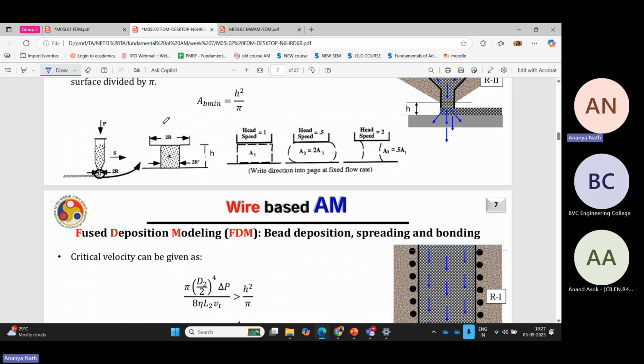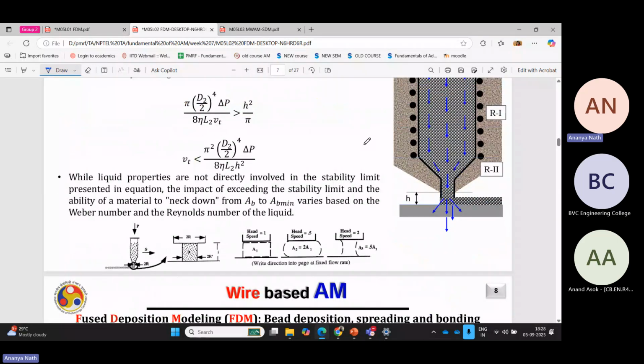Here, if the head position is here, you are getting this type of bead. The bead is continuous. When your head is this much and head speed is 0.5, your bead is like this. And when your head speed is 2, your bead comes like this. So it depends. Feed rate is one thing and velocity is another thing. Here it's shown the velocity of the printing. So printing speed is one process parameter, and based on the printing speed, you will get the shape of the melt pool or the shape of the wire which is coming out.